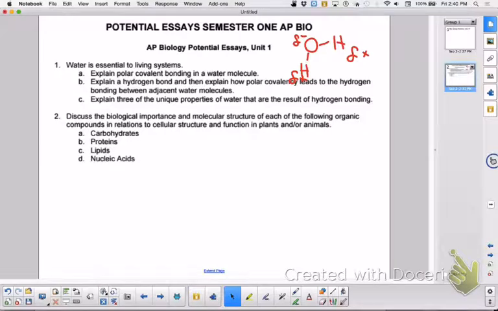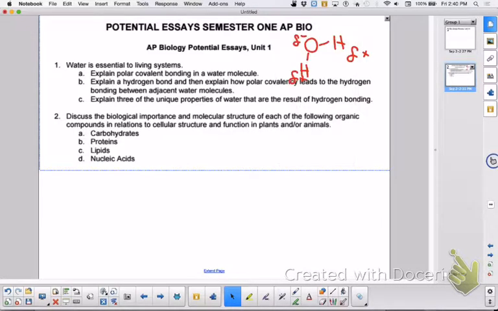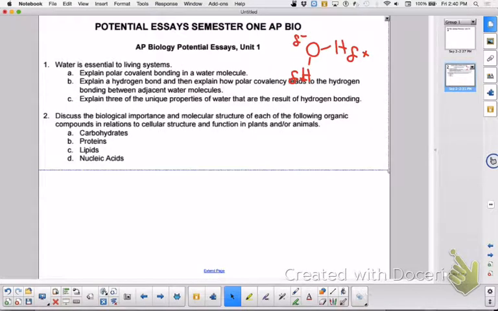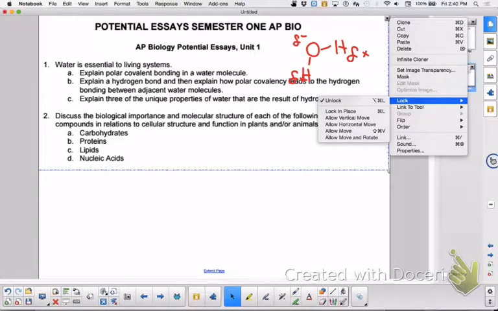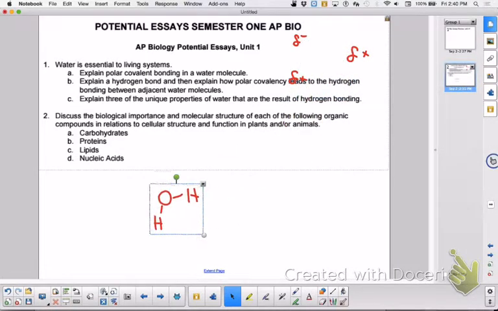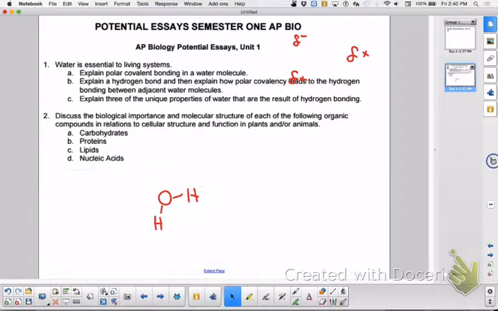And when you have water molecules and you have multiple, let's see if it will, no. Can I copy this drawing? No, I cannot. Hang on. Oh, hang on. All right, I'll get this. Lock in place. Okay, so if I have one water molecule and I end up having several, where's clone? Do you see it? Yeah, it's not letting me.